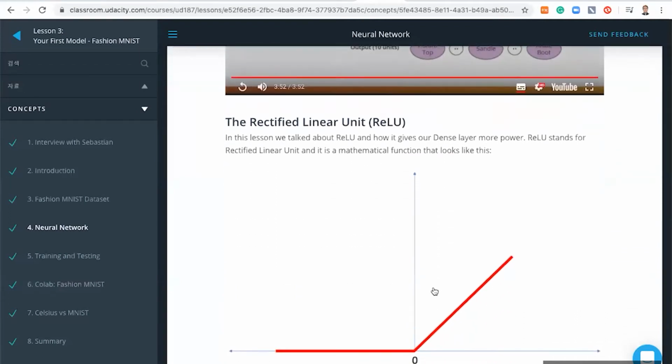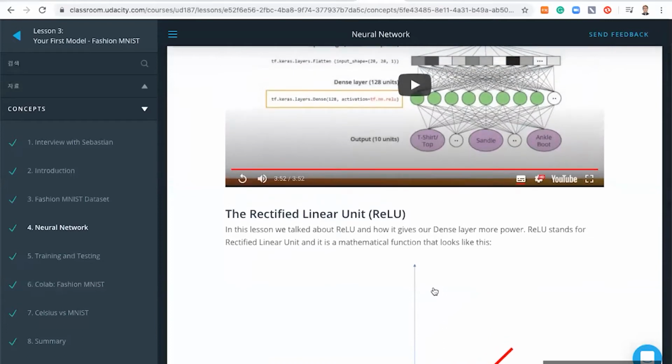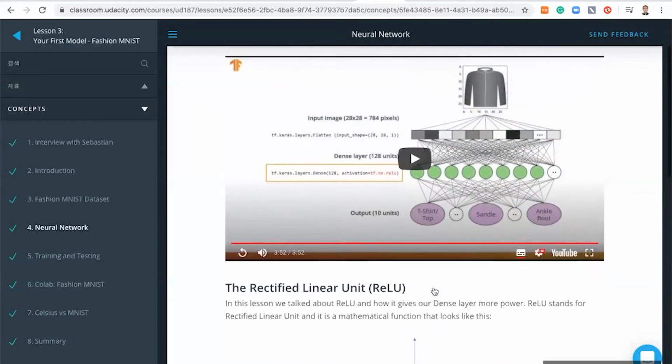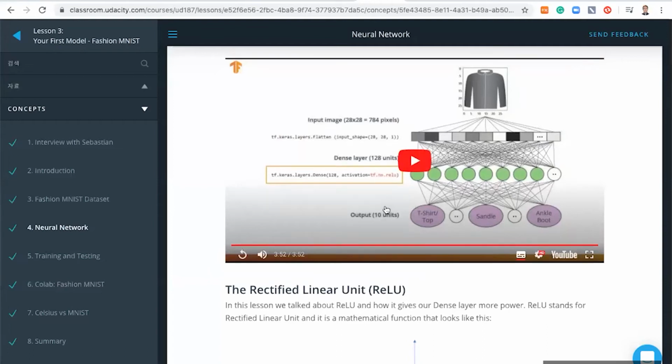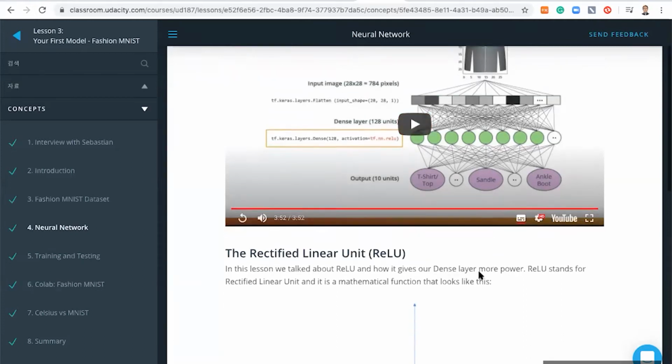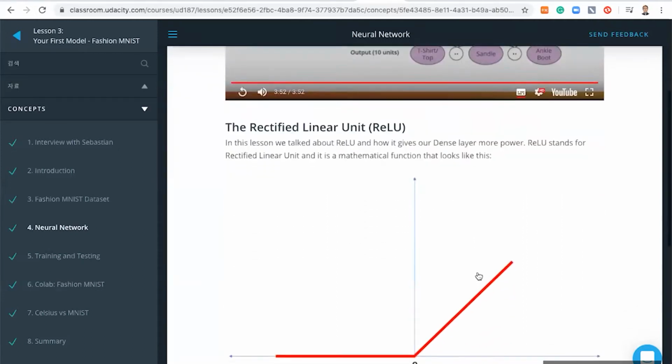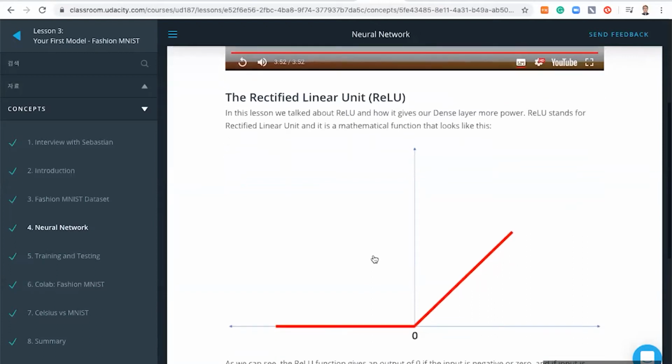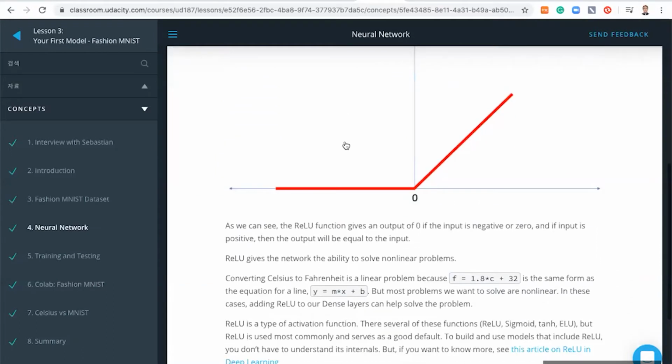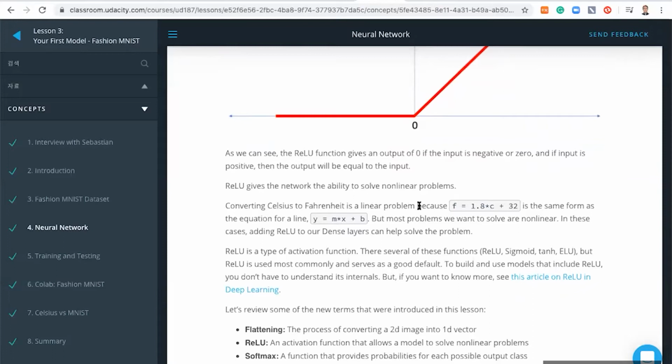Okay, so I think most of the parts are well explained except two parts. The first one is the ReLU, and the second one that I want to talk about is the Softmax. So ReLU is just this function. It says rectified linear units, but this is just a max of something.